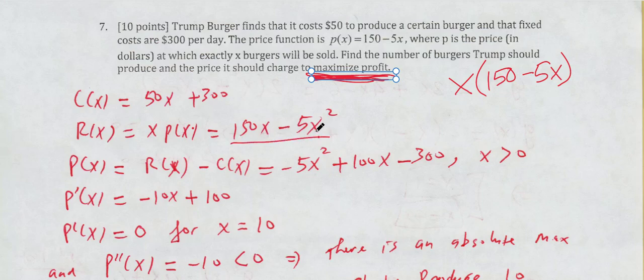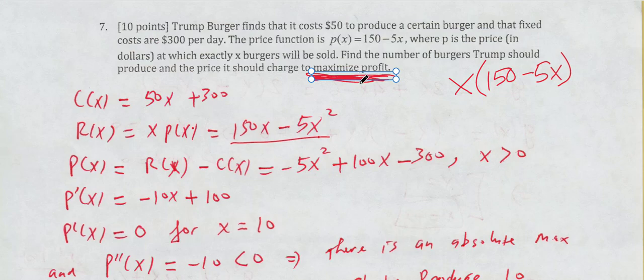Right. Now the profit is the revenue of x minus C of x. So we take this function minus this one and do the simplification. We should end up with this one. And notice that x should be bigger than 0, because x is the number of burgers that will be sold. So it should be bigger than 0.